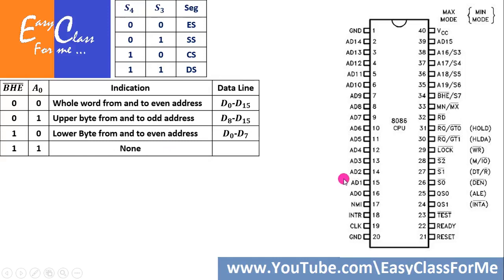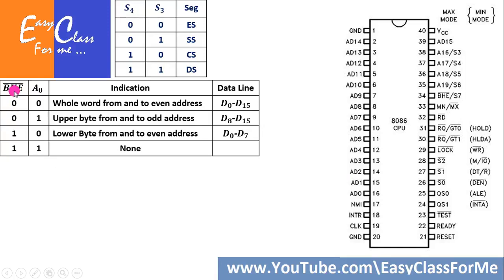So this A0 can be obtained from this pin AD0. When it is treated as the address bus, then A0 will be available here. When A0 is equal to 0, the address will be even, otherwise the address will be odd. And I have just told you that when you access this bus from an even address, you can access the complete word of 16 bits in one go.